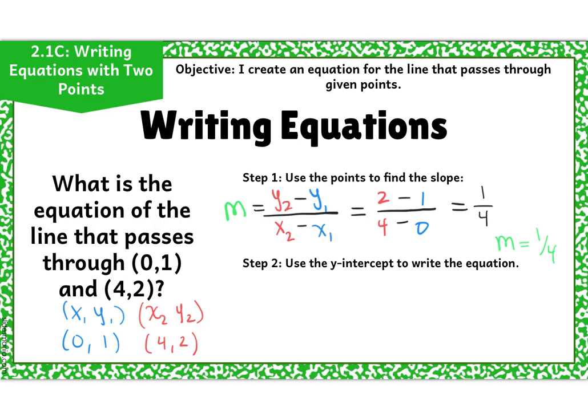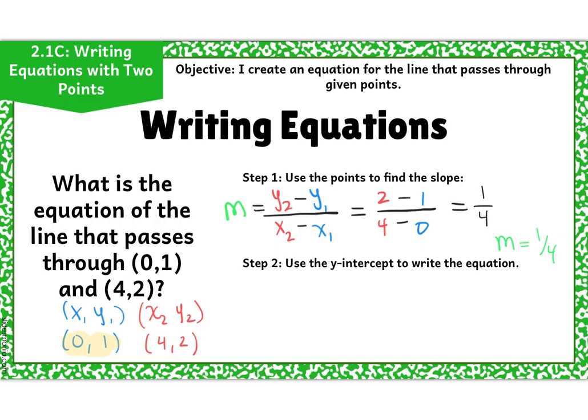Step 2 is to use the y-intercept to write the equation. The reason that I can use my y-intercept to write the equation is because I noticed that one of my points is already a y-intercept. So my y-intercept is always, by definition, a point where the x value is 0. So because the x value is 0, this means that my y-intercept is the number 1.